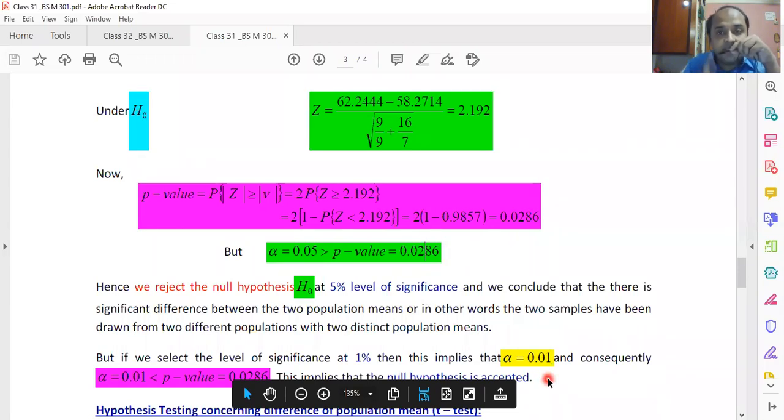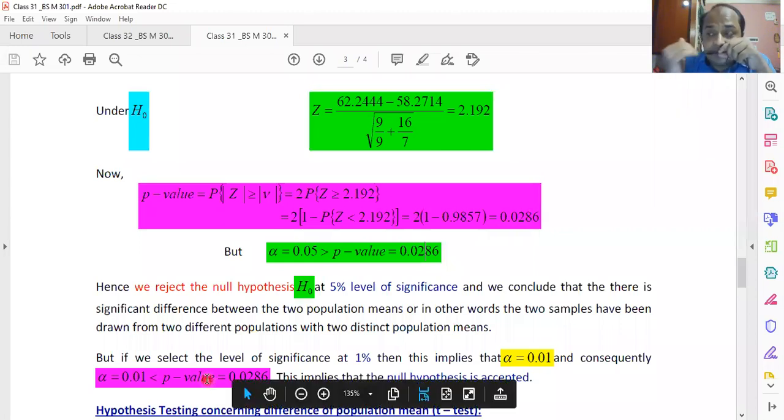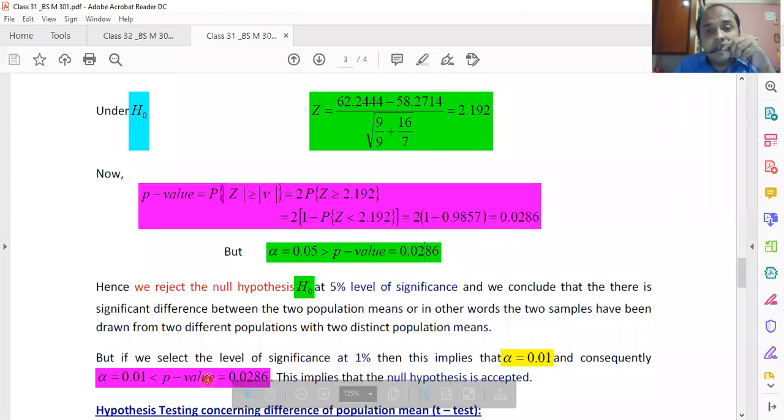That is the most interesting portion which I discussed in the last class. At alpha equal to 0.01, the value 0.01 is becoming lesser than the p-value. So if p-value is the lowest significance level at which the null hypothesis is rejected, then at any value lesser than this, the null hypothesis will be accepted. Because of this definition of p-value, you can treat it as a least upper bound.